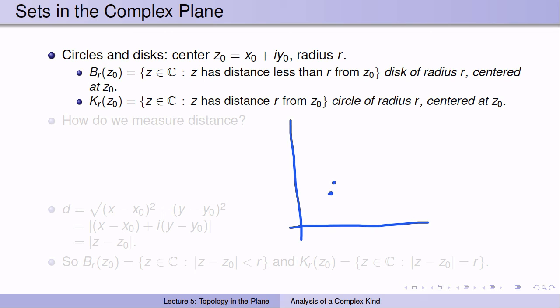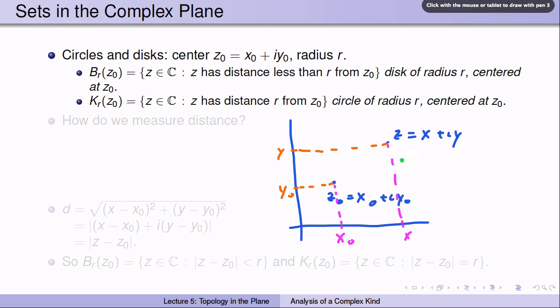Suppose I have a point z0 with coordinates x0 plus i y0 and another point z with coordinates x plus iy, and I wanted to find the distance between these 2 points. In particular, I want to determine whether this distance is at most r or equal to r. So what do I know? I know this is x0 and this is the x coordinate x, and similarly I know this is y0 and this is y. What is the distance between z and z0? It's the length of the connecting line segment between z0 and z. How do I find that?